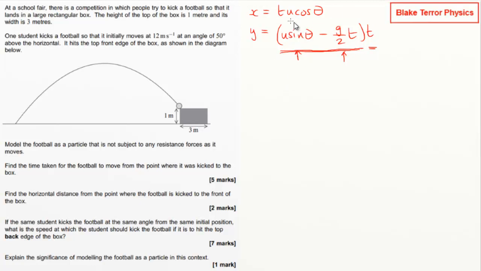We can then combine these. We make the top equation, we make t the subject, and then we drop it into the bottom equation. So that gives us our Cartesian format of projectile motion.